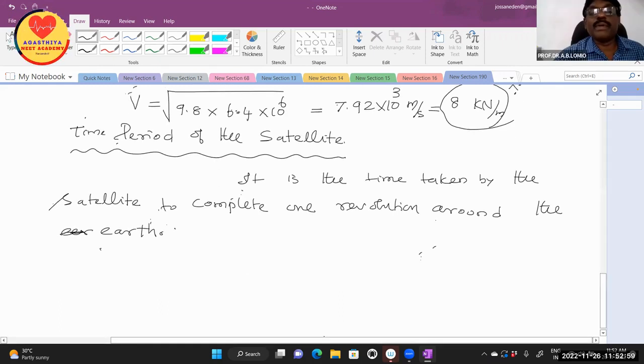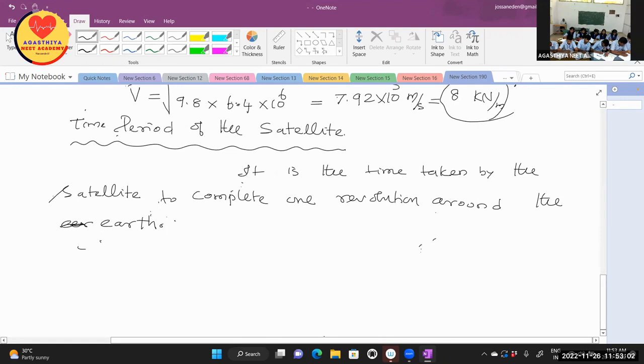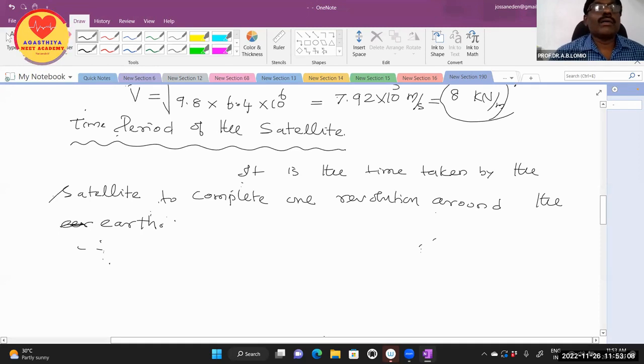How to find out the time period? Listen, all students. The satellite is revolving around the Earth. The angular speed is the angular displacement divided by time. For one revolution, what is the angular displacement? 360 degree, or in terms of radian, 2 pi. Therefore, angular velocity is angular displacement divided by time. From this, we can calculate the time period.